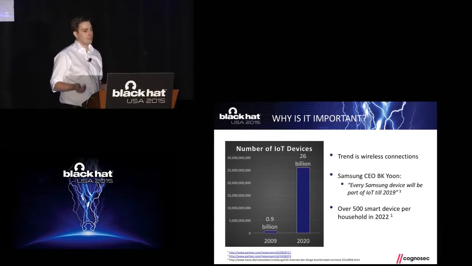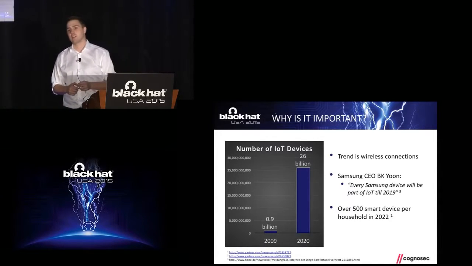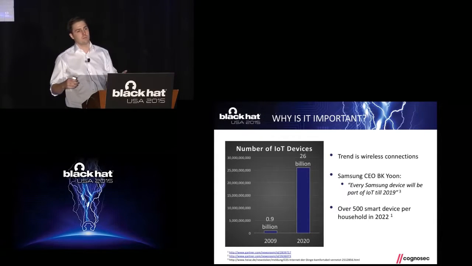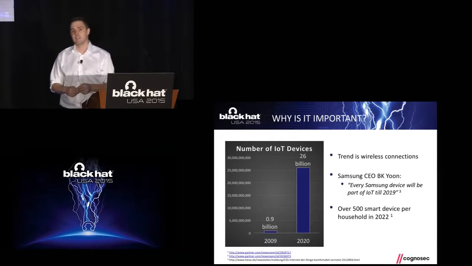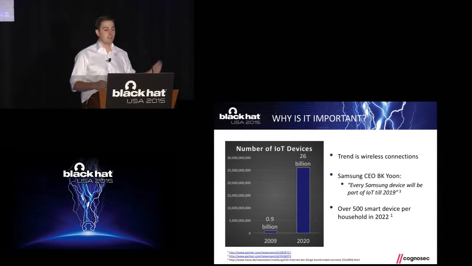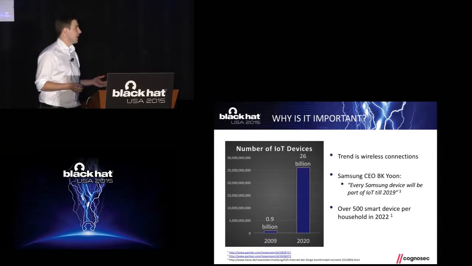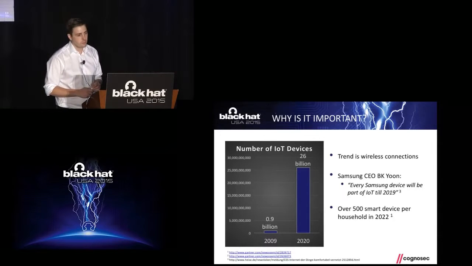So to support why it is important, I brought some numbers. They are actually from a Gartner study. So you see on the bars, the amount of devices out there is quite on the rise. This means back in 2009, there were 0.9 billion IoT devices, and they expect 26 billion in 2020. So it's a Gartner study. It might happen, but the trend is certainly in the right direction.